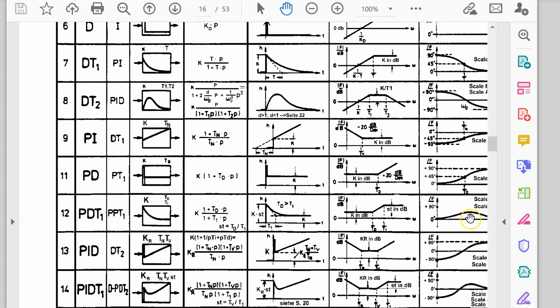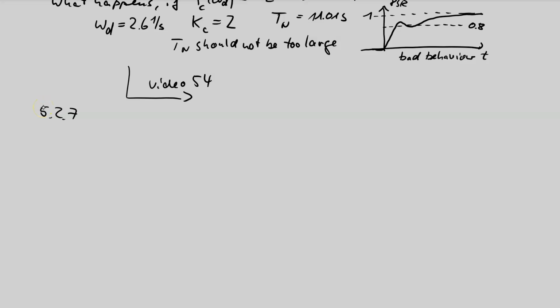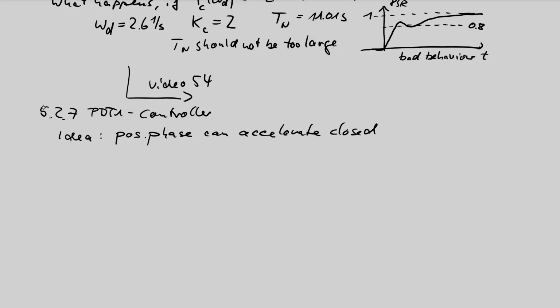and the idea to work with a PDT1 controller comes now in this next chapter. It should be chapter 5.2.7, PDT1 controller. Idea: positive phase can accelerate closed loops. And this is really true. You will see in the result, this is really an idea to have fast closed loop systems.